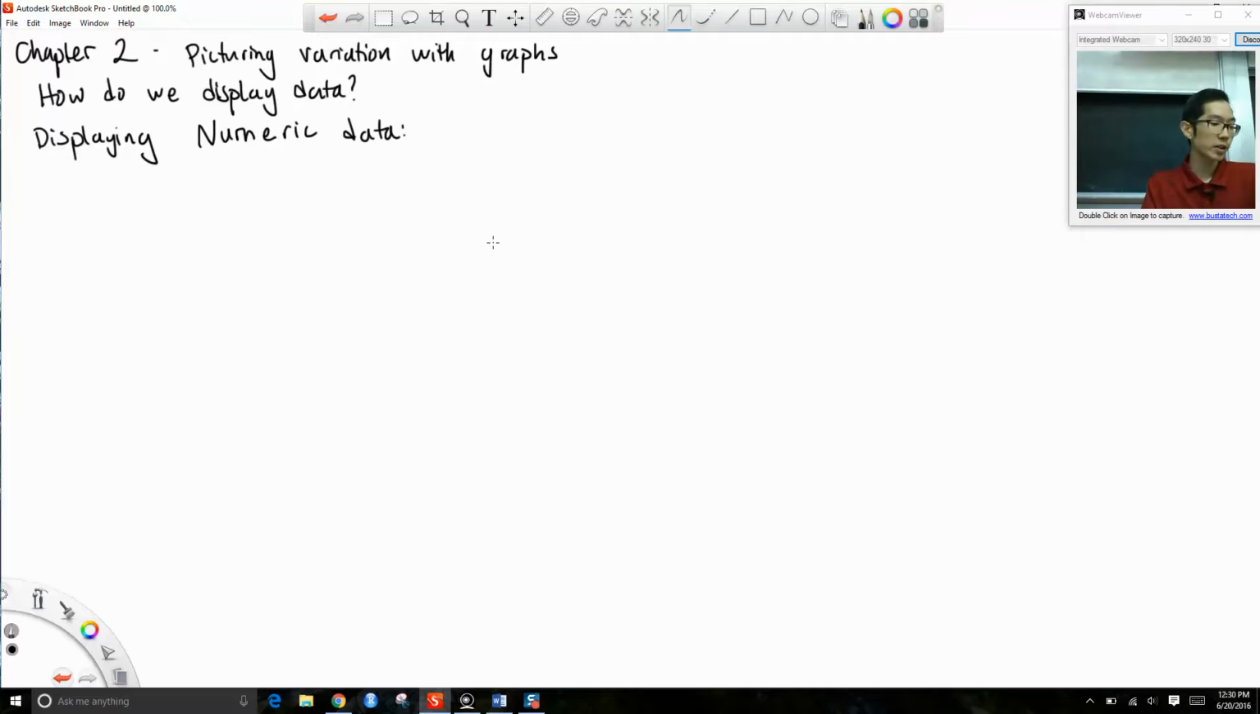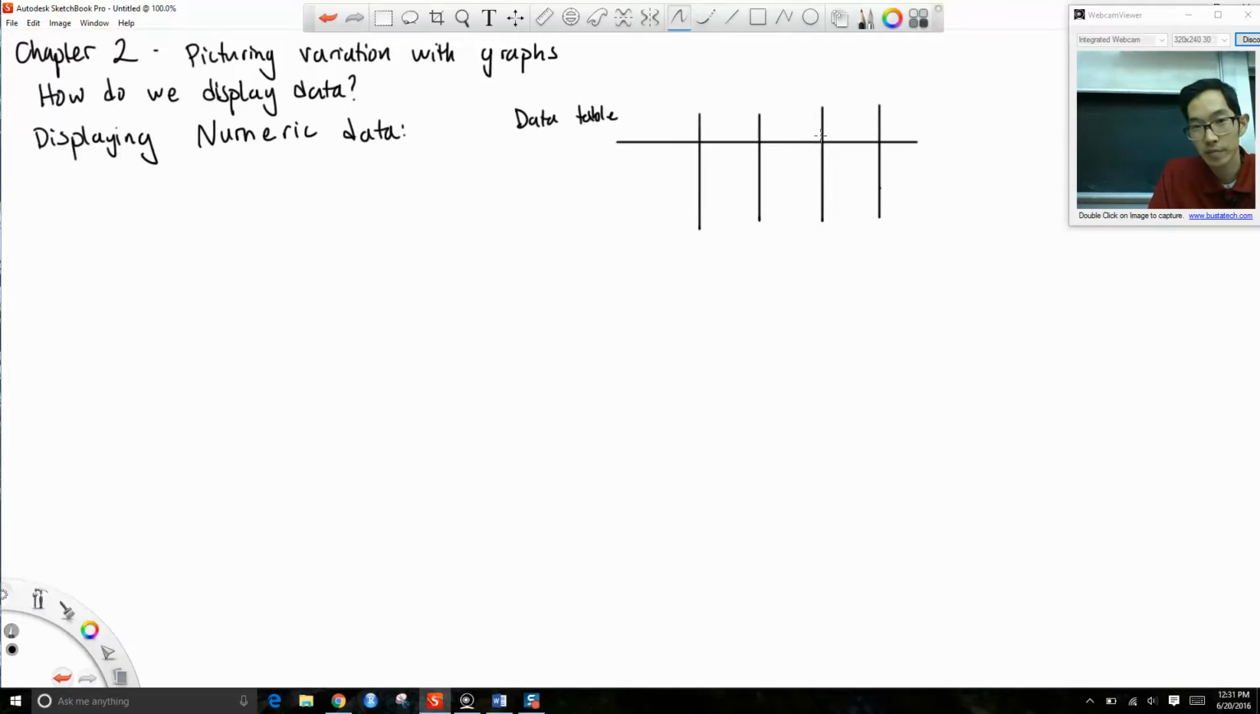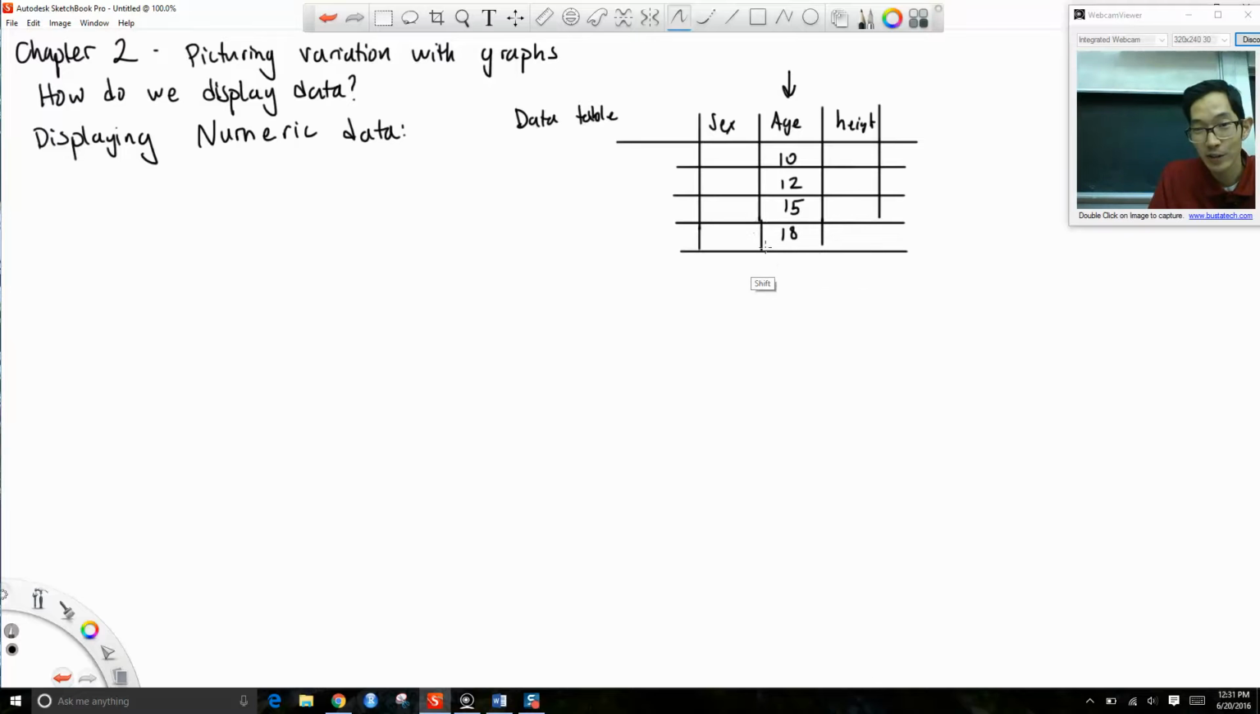Let's say we have some kind of data table. In a data table, we have one row for each observation. Let's say we've gathered a bunch of data. Maybe we ask sex, age, height, whatever. And let's just say we're going to look at the age column. Maybe these are 4 kids in a family. I have no idea. We've decided to log all of their information.